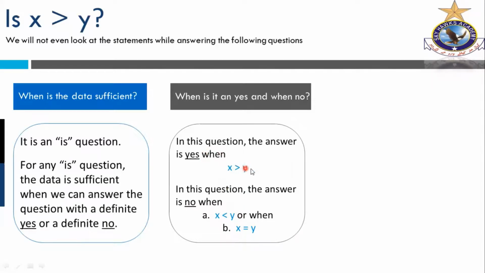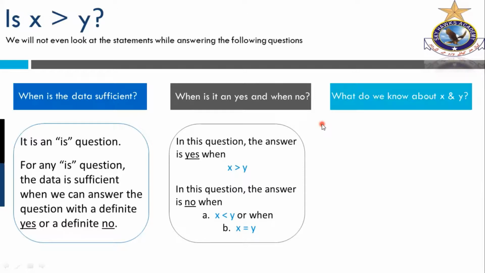For yes, there is only one possibility, and for no, there are two possibilities, either less or equal. In both cases, our answer is no. If you are answering this question, look at this. The question is: is x greater than y? If you are saying yes, then x must be greater than y. And if you are saying no, then there are two possibilities, either x must be less or x must be equal. Then the two possibilities are less than or equal. So that's why we have the A and B options.